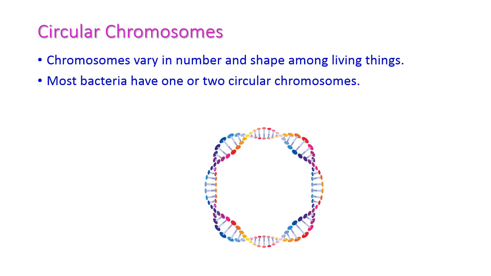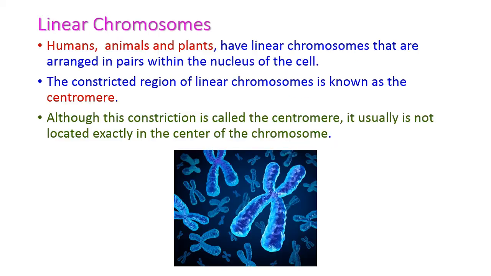Next, circular chromosomes. Chromosomes vary in number and shape among the living things. Most bacteria have 1 or 2 circular chromosomes. Here, this diagram shows the structure of circular chromosome found in bacteria.